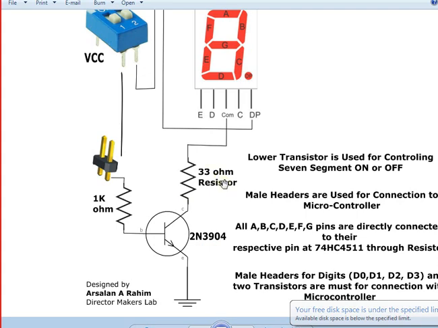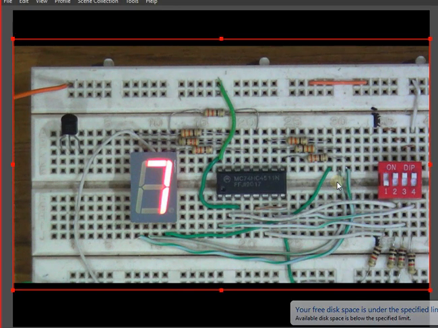I want to have a 33 ohm resistance from the common point towards the collector. Emitter has to be grounded, and on the base I need to have a 1 kilo ohm resistance. So what I will do, let me just fetch a 33 ohms resistance.